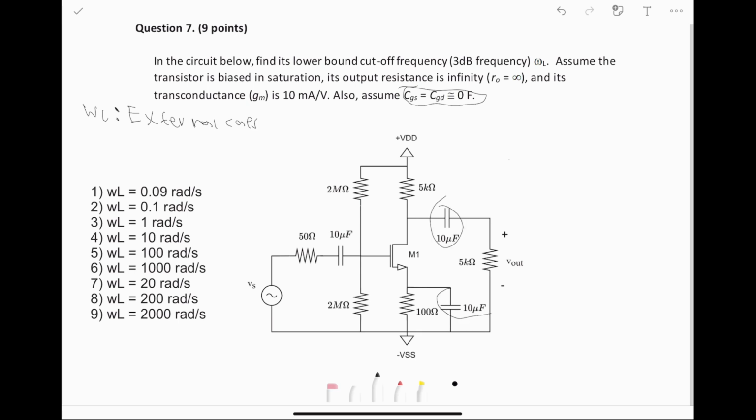We have 3 external capacitors. We can call them C1, C2, C3, and the formula for finding omega L is that it's the maximum value of the inverses of the RC time constants associated with those capacitors.